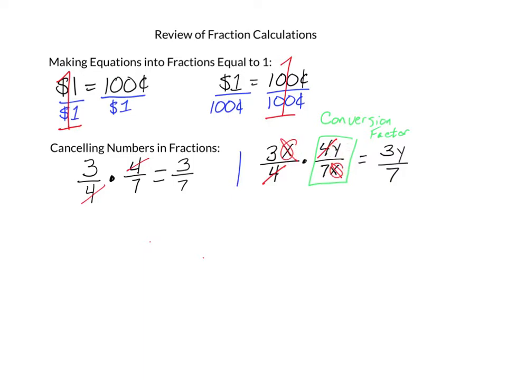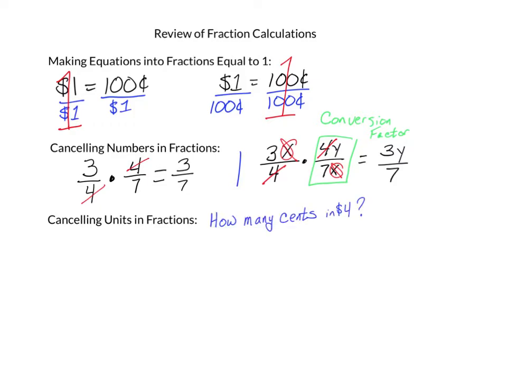Now let's try it when we have dollars and cents instead of x and y. Okay, you probably already know the answer to this question, but that's good because now you'll know if you did it right. So here's the question. How many cents is $4? We're going to start the problem by writing the number 4 for the $4, with the dollar sign. We're going to put that over a 1. We're making this into a fraction. I know you don't like fractions, but it's over 1, so it shouldn't be too difficult.